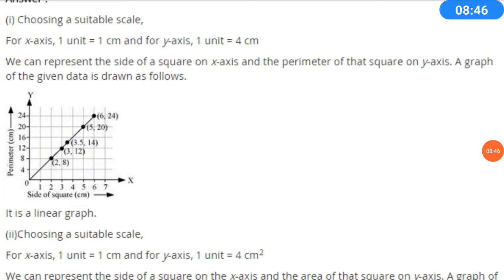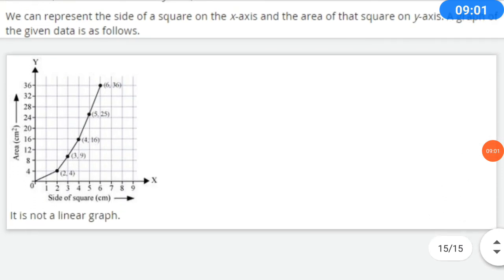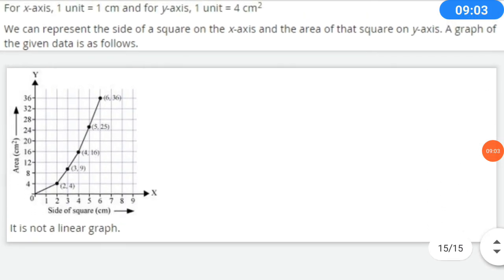So we can see over here in question number 2 A part, we are getting a linear graph when a graph is drawn between the side and the perimeter. Okay. Clearly it is visible. And in this B part of the question we can see that when a graph is plotted between the side and the area, we are not getting a straight line graph, isn't it? So it is not a straight line graph.